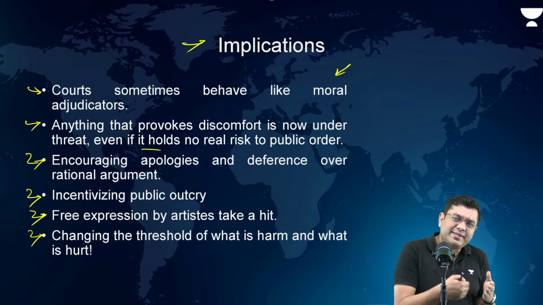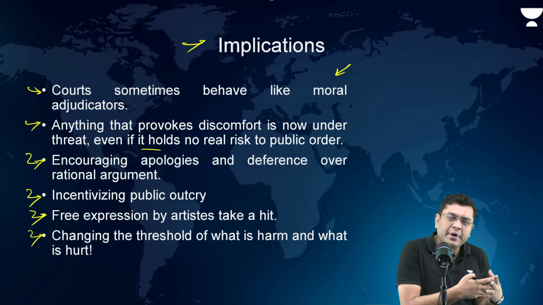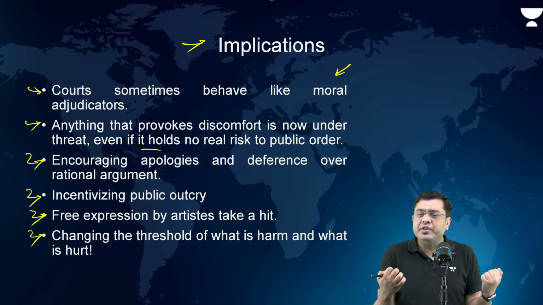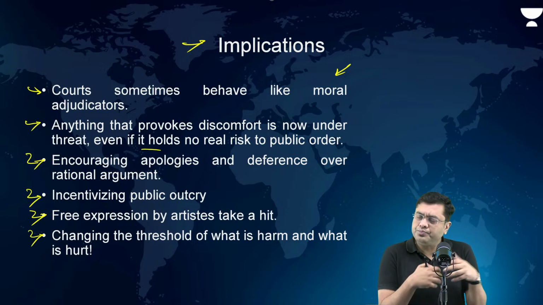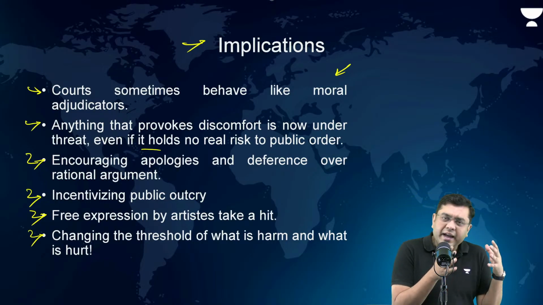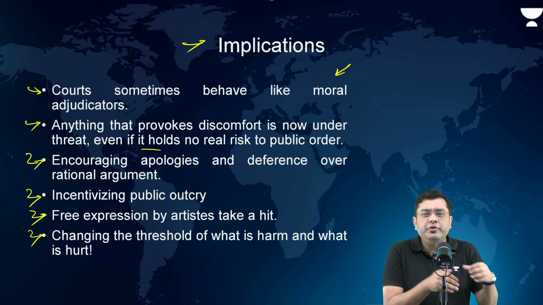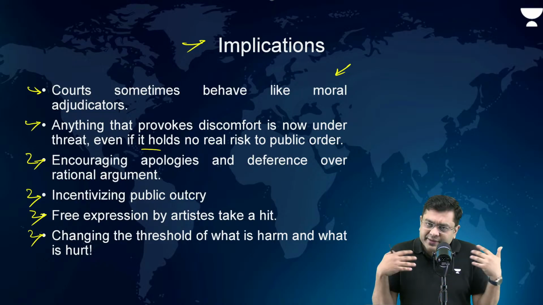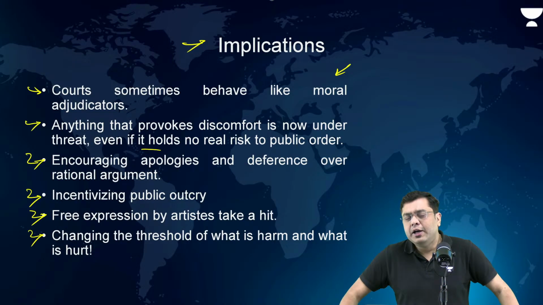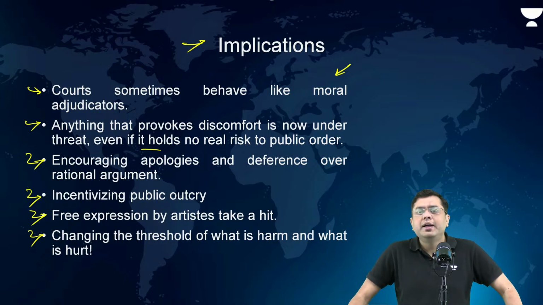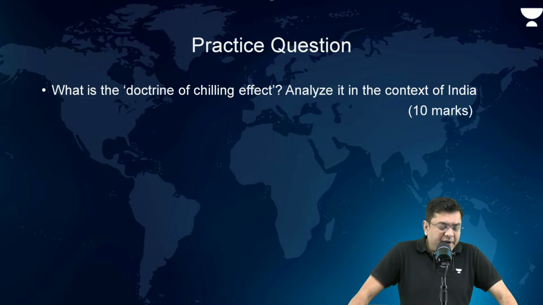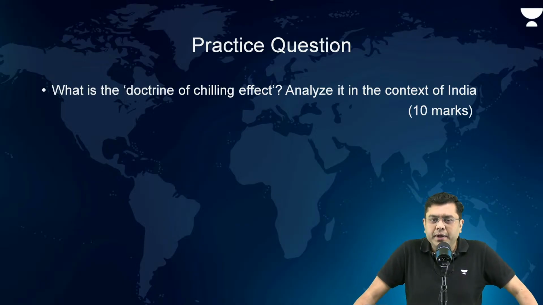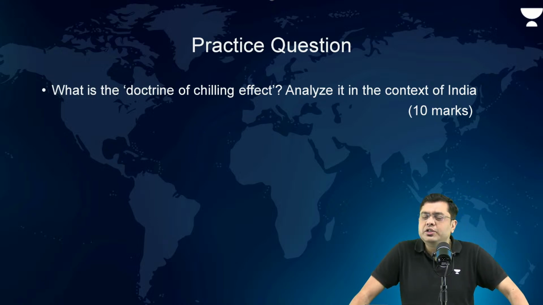Then, why is this change happening? This change is happening owing to the changing public scenario where a large outcry can be created. Social media plays an important role. As a consequence, there is a divergence from the constitutional jurisprudence and what is actually happening. This is bringing about a doctrine of chilling effect, where the freedom of speech and expression can also be impacted. Okay? Now, let us take a look at the practice question. What is the doctrine of chilling effect? Analyze it in the context of India. Now, this can be a kind of question asked in GS paper 2.